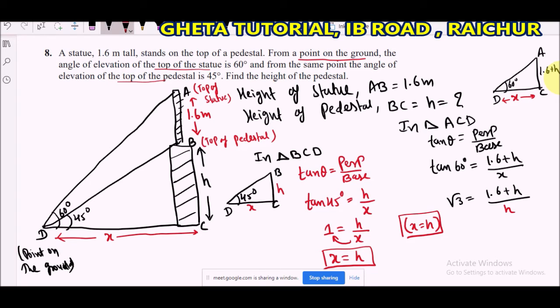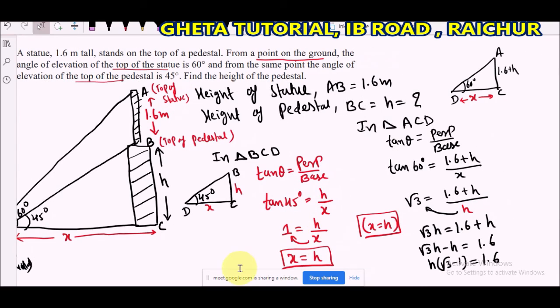So now you have to multiply here. H into root 3 becomes root 3 H, is equal to 1.6 plus H. H transpose. So root 3 H minus H is equal to 1.6. So in root 3 H minus H, H is common. H common means root 3 minus 1 remaining, is equal to 1.6. Now to get the answer, what should we do here? Here we have to cross multiply.